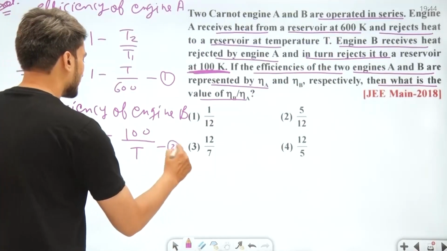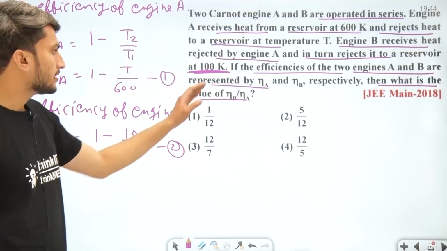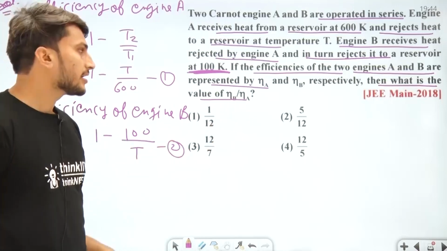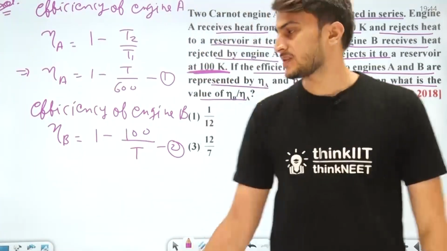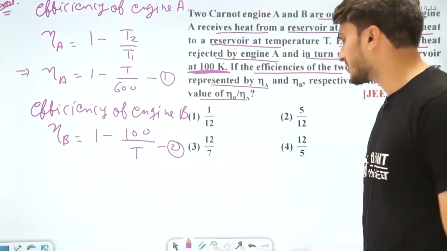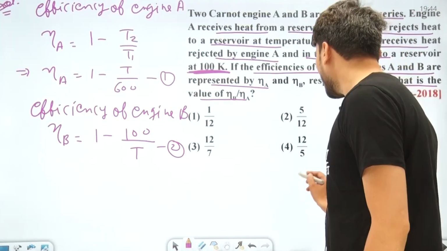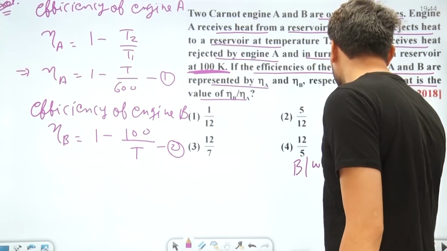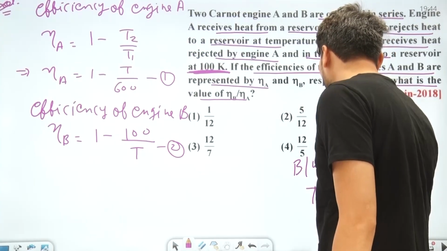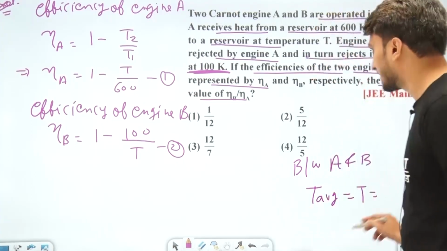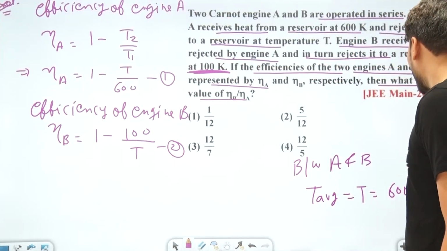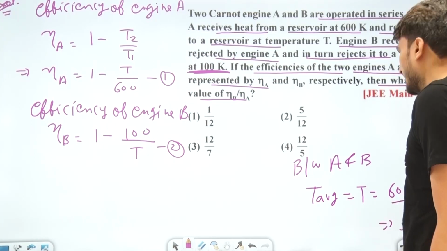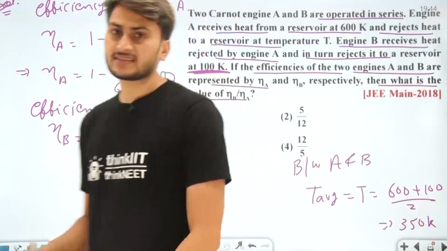This is equation 2. Now what we have to find is eta B by eta A. Students, T is the average temperature. So between A and B, the average temperature T is equal to 600 plus 100 divided by 2, that means this is 350 Kelvin. So now the value of T is 350.